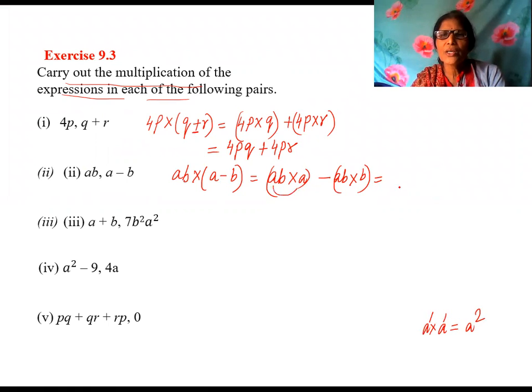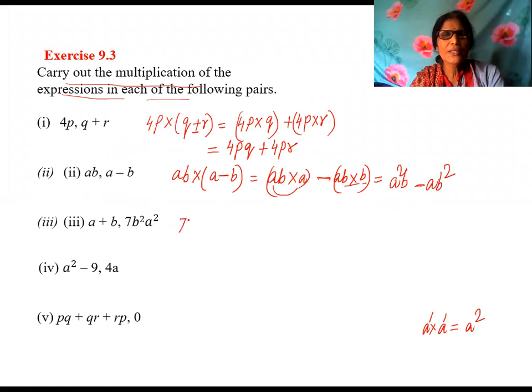So A into A square, 1B. And in the second term, there are 2B, so it gives you B square. And in between there is a subtraction, so put a subtraction. This should be taken care of.